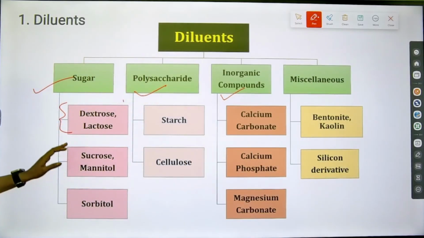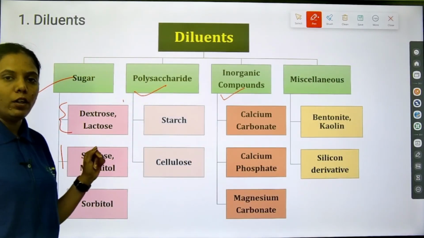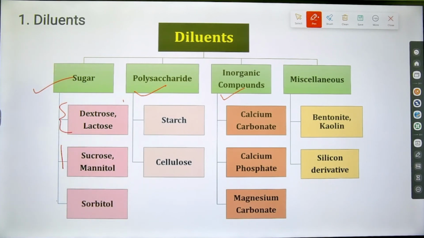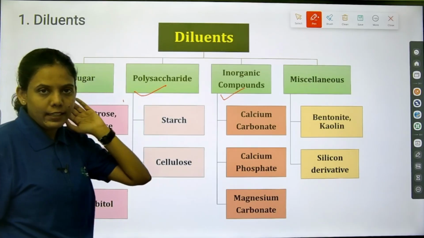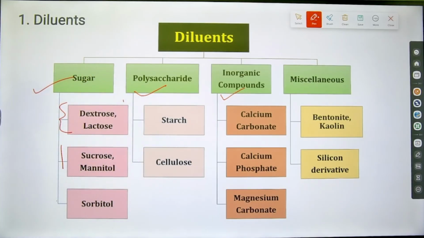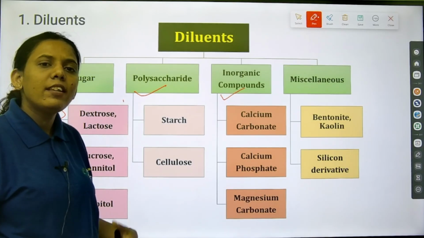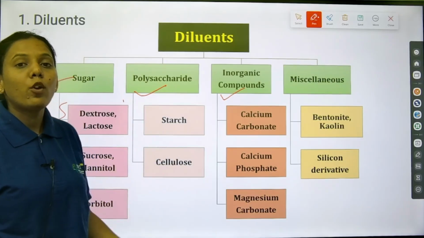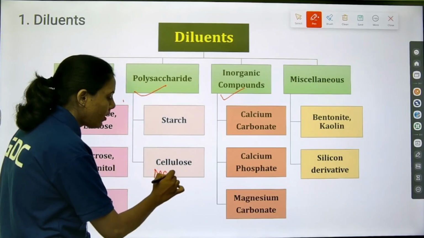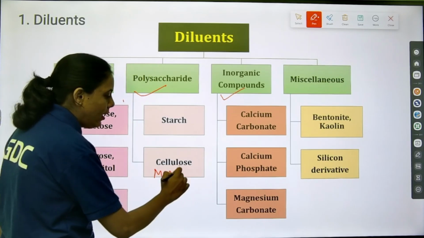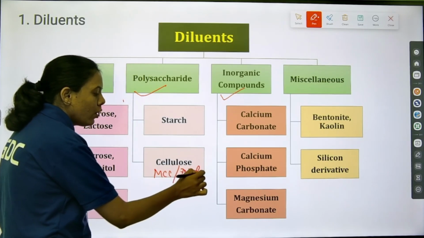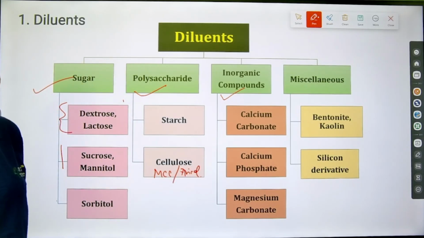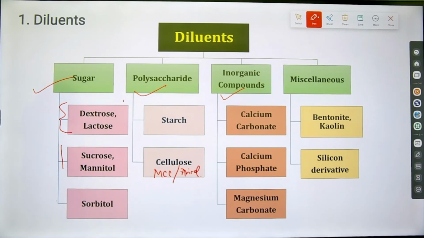This is the classification. Next are sucrose and mannitol, and the next one is sorbitol. So these contain the sugar part which is used as the diluent. Next are polysaccharides. Polysaccharides contain starch and cellulose. There are various kinds, synthetic and semi-synthetic. For example, in the case of cellulose, there is microcrystalline cellulose, which is also known as Avicel. So these are the cellulose derivatives which are used as the diluent.